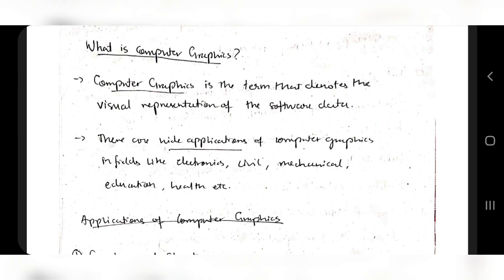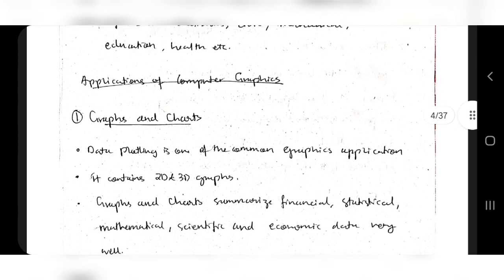Okay, so what is computer graphics? It is a term that denotes the visual representation of software data. You need to know the definition of computer graphics, as they'll ask in the exam. Okay, and there are wide applications of computer graphics in fields like electronics, civil, mechanical, education and health, etc. That all we know, it's a very wide topic.